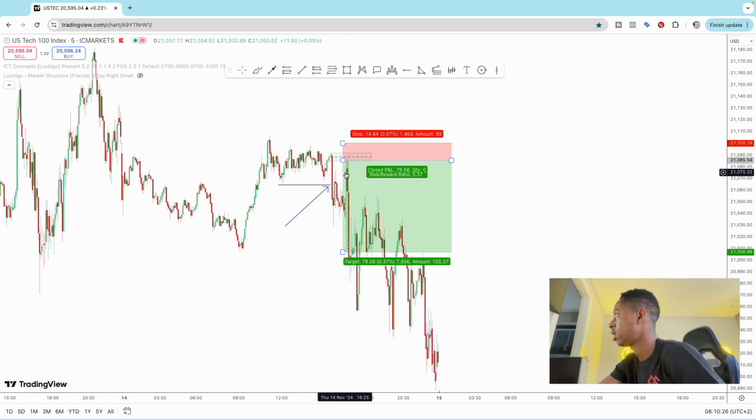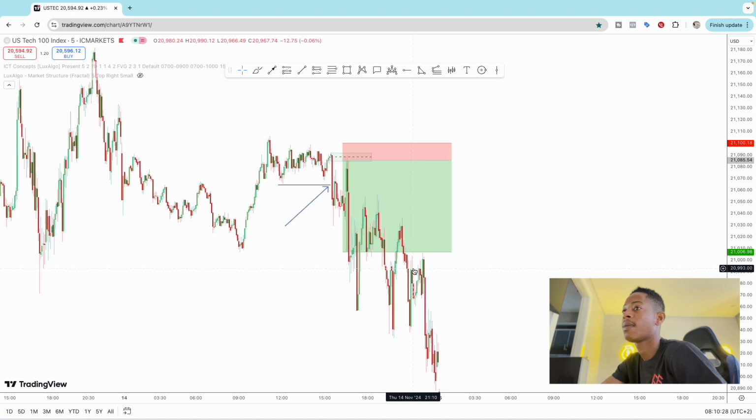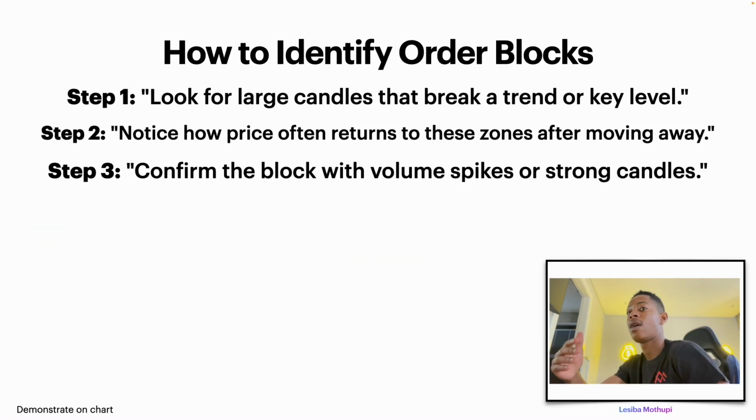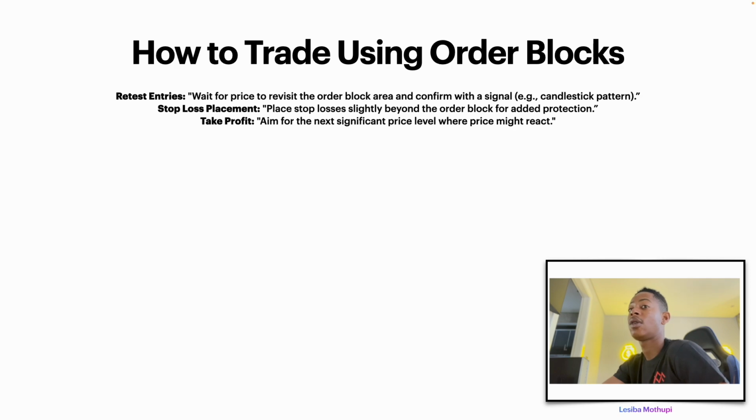You'll notice the strong candles that are going to come and activate those trades. So that is just how you go about identifying order blocks. So let us move over to the next point, where you're going to see how you go about trading the order blocks. How to trade using order blocks.